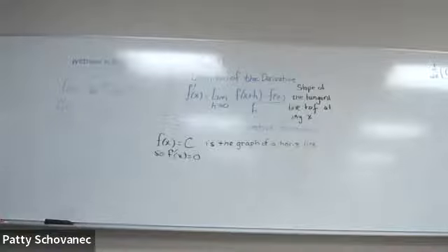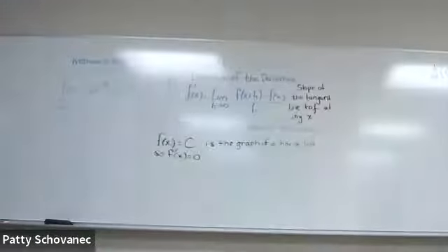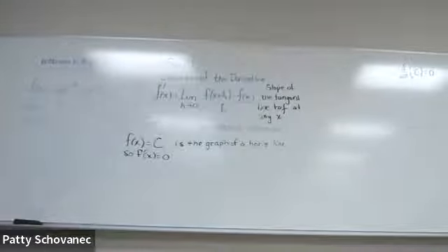Now that I need to show. Derivative of any constant is 0, no matter how funky the constant is. The derivative of 5 is 0. The derivative of a half is 0. The derivative of pi is 0.